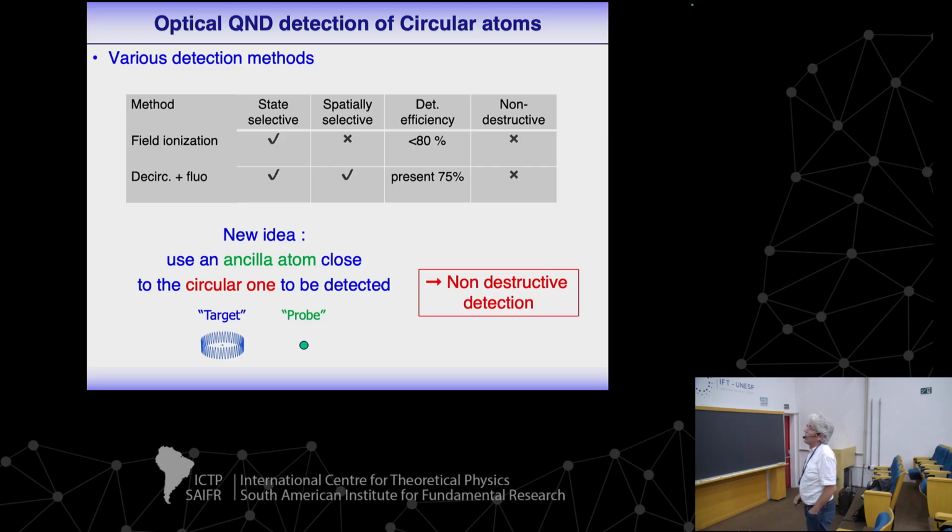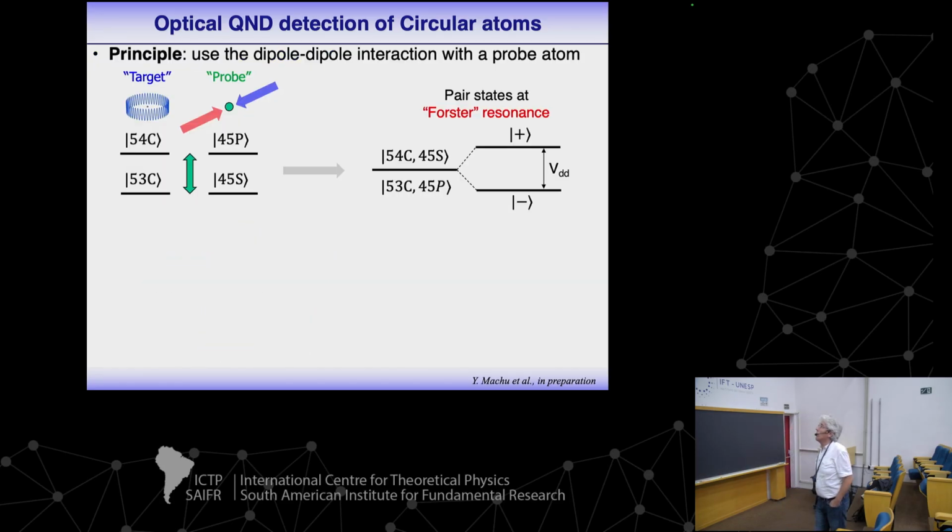that will be called the target qubit here, by using an ancilla atom that will play the role of a probe, which is not promoted to circular state, but to low angular momentum state, which will feel the presence of the circular one and provide an optical signal by looking at the probe fluorescence, which is the signature of the presence of the circular state. So how does it work?